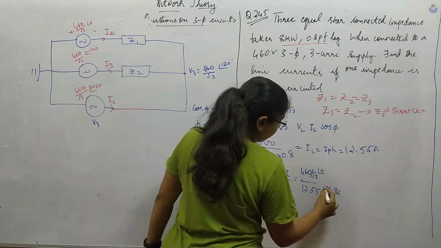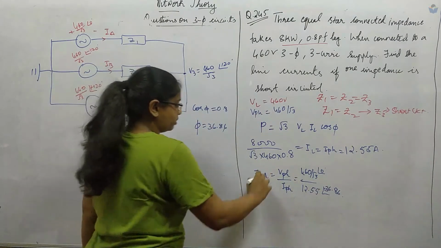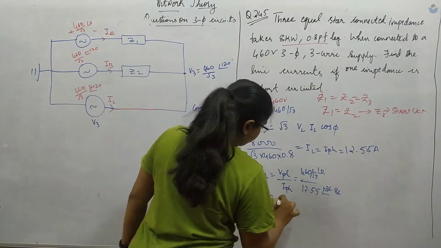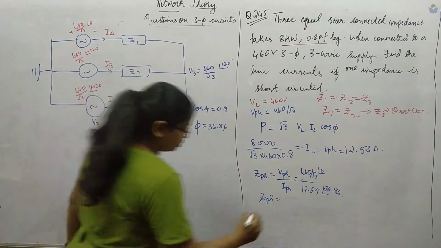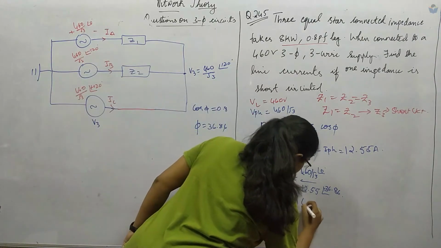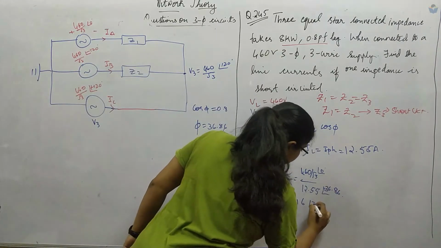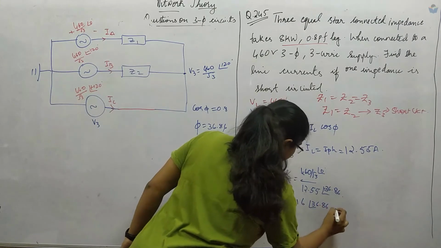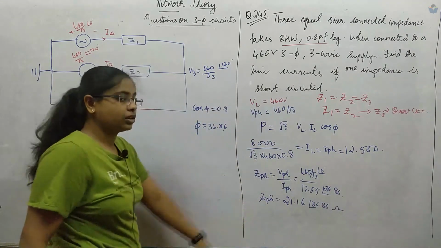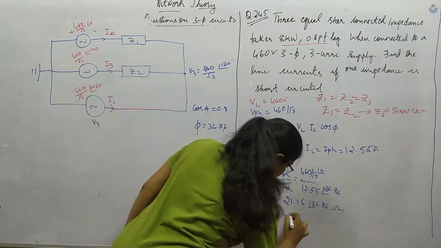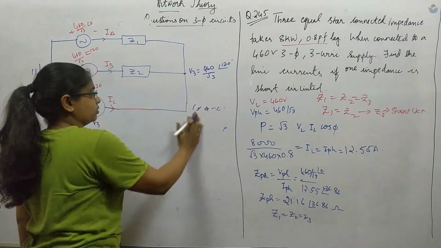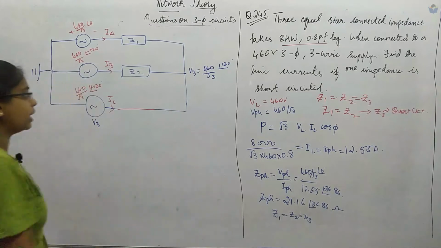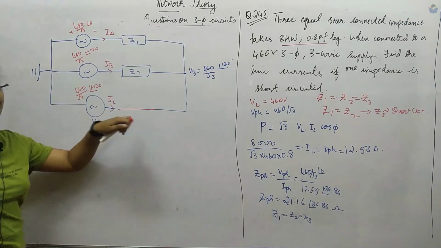Since it is lagging, we have to put a minus sign, and ZPH we will get as 21.16 ohms. When this goes up, it will become a positive angle. So this is equal to Z1, equal to Z2, equal to Z3. Now we have all the values, but we are not going to consider Z3.